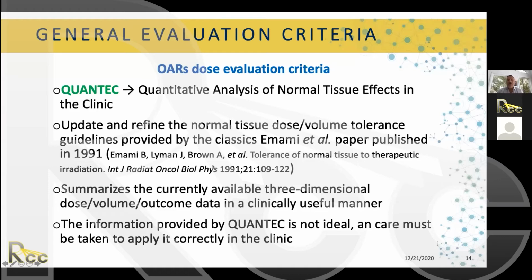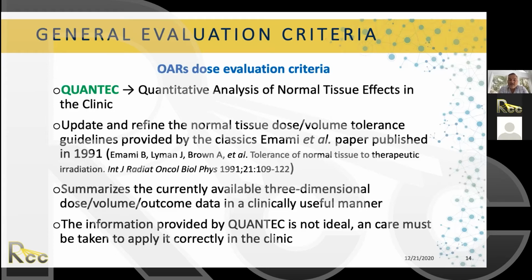Here's the reference that summarized a lot of the normal tissue dose volume tolerance, but it was too old. So basically this QUANTEC document, they updated and refined that paper. That paper is still very valid, but this is a little more refined. This document summarizes the currently available three-dimensional dose volume outcome data in a clinically useful manner.